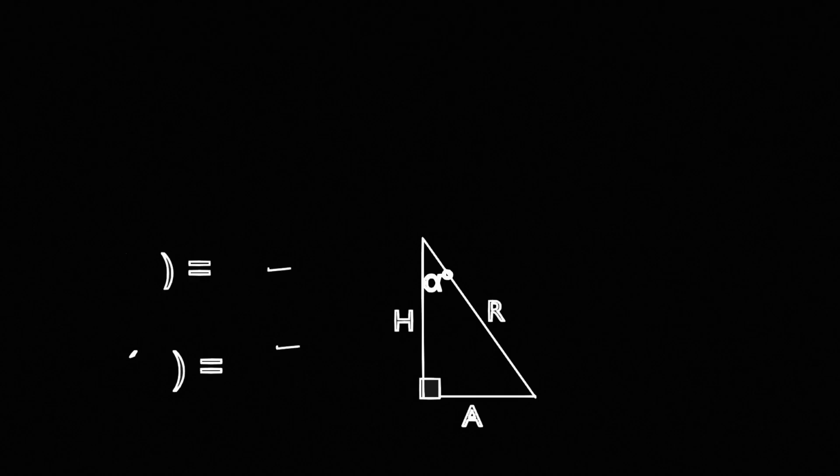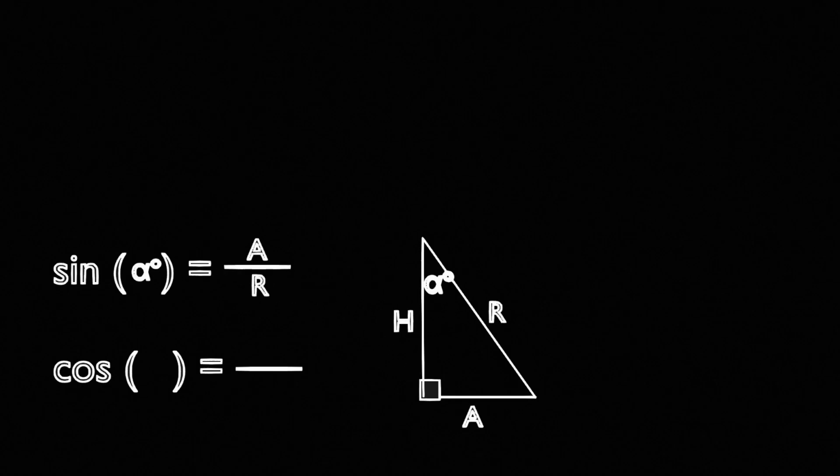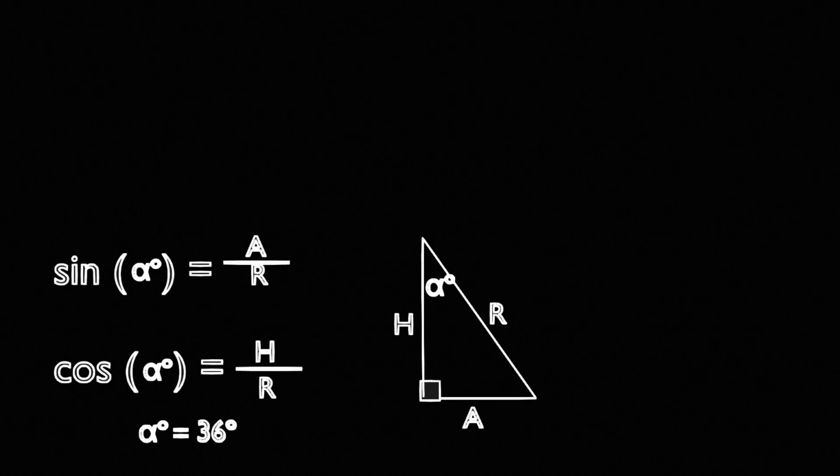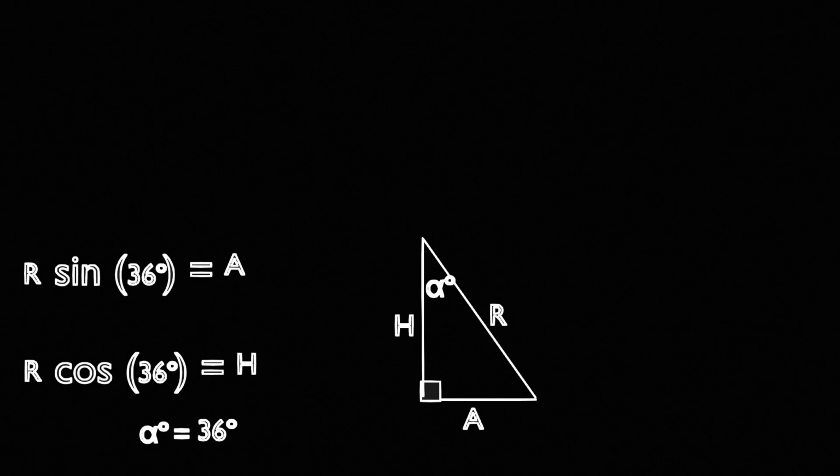Using basic trigonometry, one can write the equations using sine and cosine. Sine of alpha equals A over R. Cosine of alpha equals H over R. Alpha is equal to 36 degrees. Rearranging the equations, A equals sine of alpha times R and H equals cosine of alpha times R.